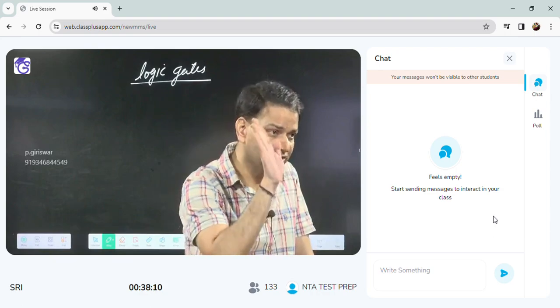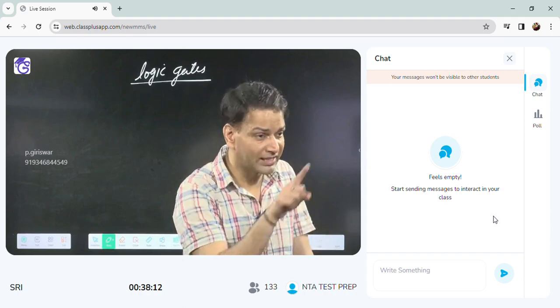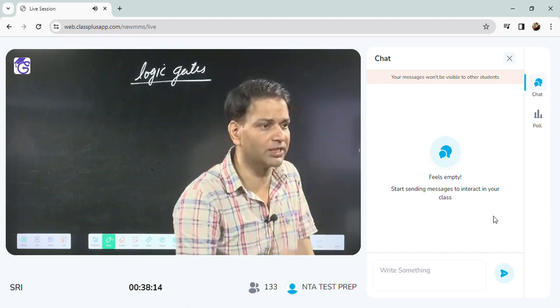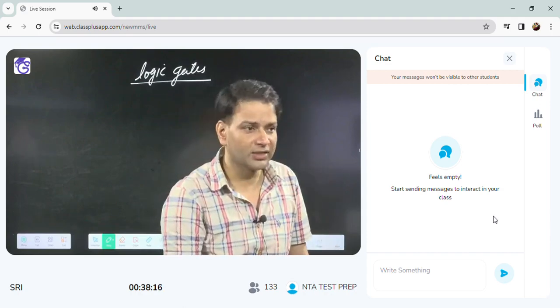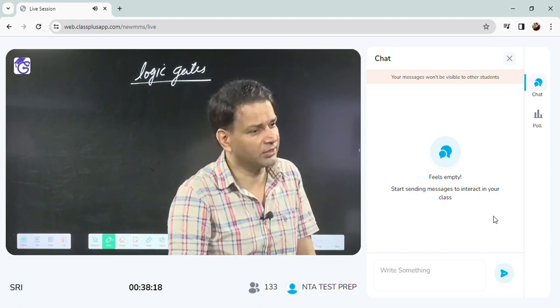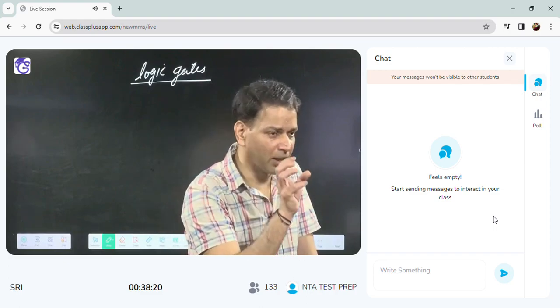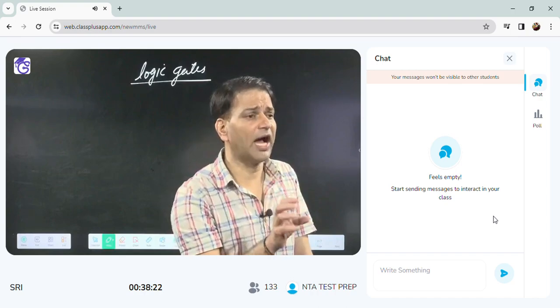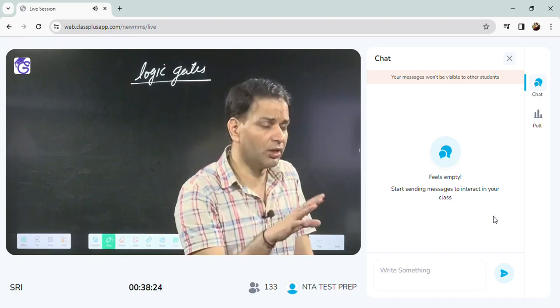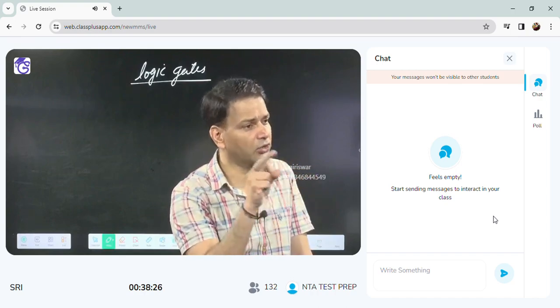On means the switch is closed, or on. Closed means the circuit is closed. So switch on means that is a 1, and switch off means that is a 0. Suppose we are connecting a bulb. The bulb will either glow or it will not glow. Glow means 1, and not glowing means 0.